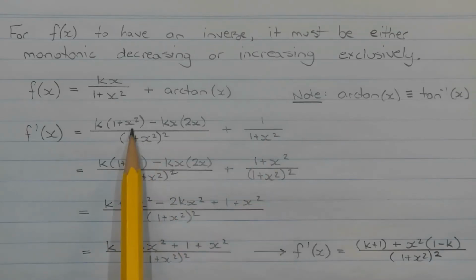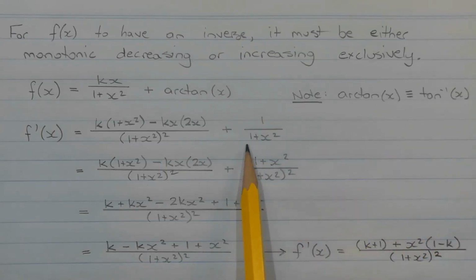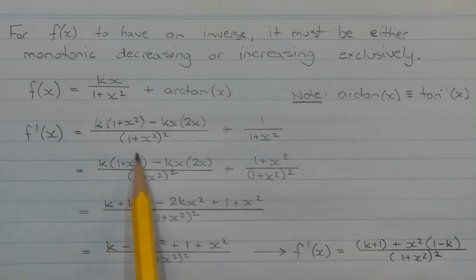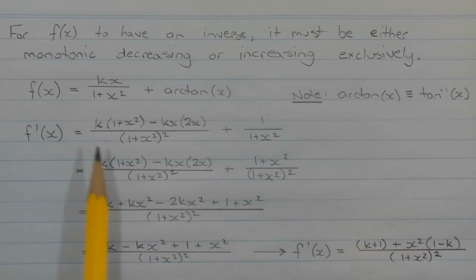We can combine both fractions together if we can find a common denominator, and that's simple enough. If we look at the second fraction, we have a 1 plus x squared here. If we square that, we end up with a common denominator with the first fraction. And we can do that by multiplying the numerator and the denominator by 1 plus x squared. So f dash of x is equal to k times (1 plus x squared) minus kx times (2x) over (1 plus x squared) to the power of 2, plus (1 plus x squared) over (1 plus x squared) to the power of 2.